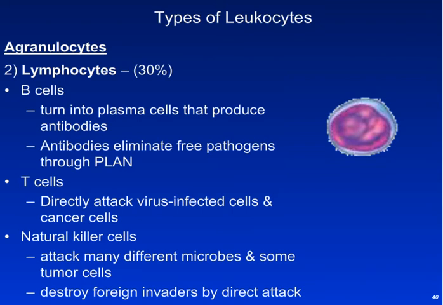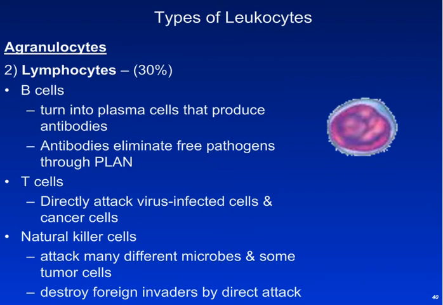The other type of lymphocyte are the T cells. T cells are called T cells because they undergo immunocompetence in the thymus. And these cells cannot directly attack a virus or a bacteria, but instead they attack infected cells. So if we have a virus-infected cell, the T cell will bind to that cell and cause that cell to die by releasing something called lymphotoxin or by inducing apoptosis, which is a type of programmed cell death.